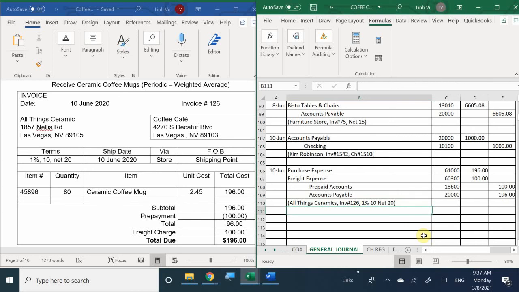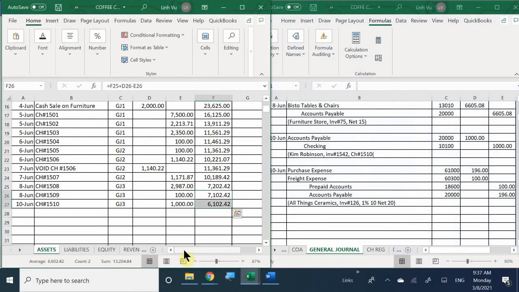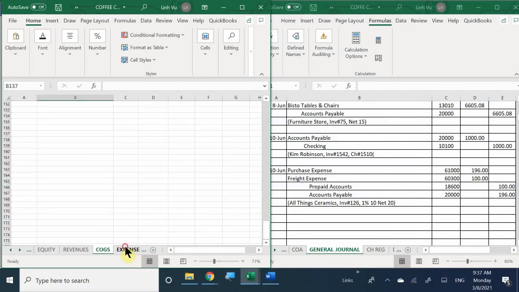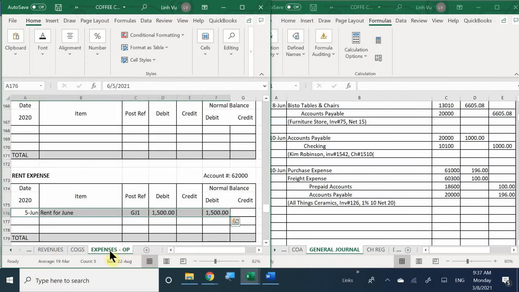Now my section here in the journal is complete, right? But I'm going to go ahead and follow through everything, and then lastly enter everything in my inventory worksheet. So again, now that I've journalized it, next thing I have to do is go to my ledger. Okay, so first thing is purchase expense. So I'm going to go to my expenses tab and enter everything in.